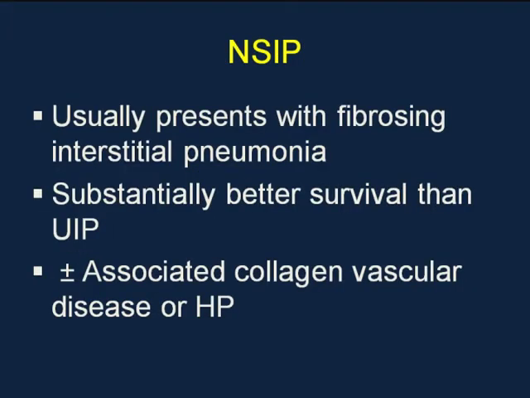So now we move on to NSIP. NSIP usually presents with a fibrosing interstitial pneumonia. It's usually fibrotic. Remember all that thing about cellular NSIP and fibrotic NSIP? The vast majority of them are fibrotic. The key points are, as I showed in that earlier slide, it does have a substantially better survival than UIP. And the other key point is that when you have an NSIP pattern, you have a pretty high probability of having an underlying condition, either collagen vascular disease, hypersensitivity pneumonitis, or drugs. So always bear that in mind.